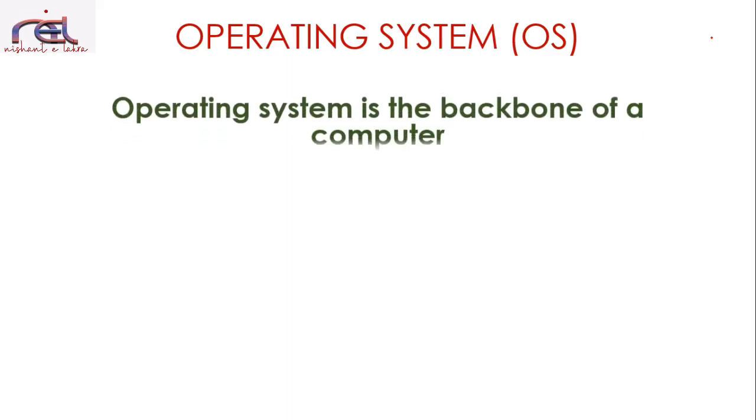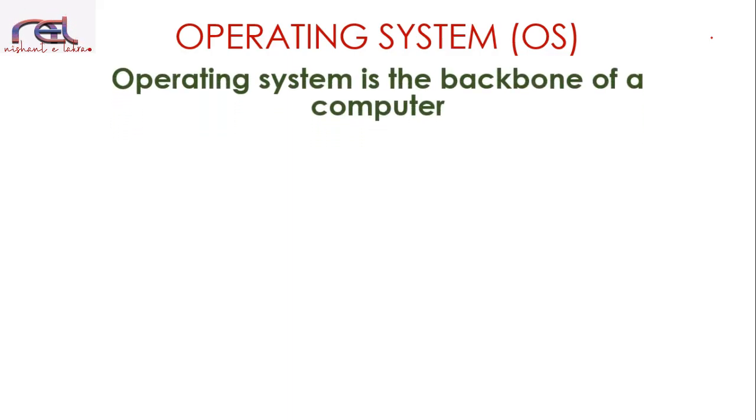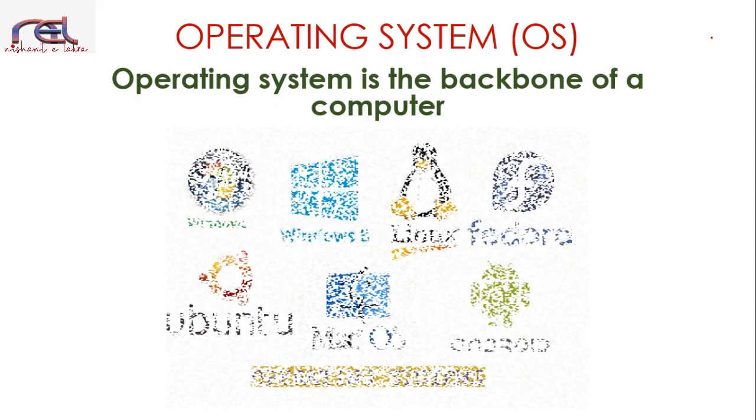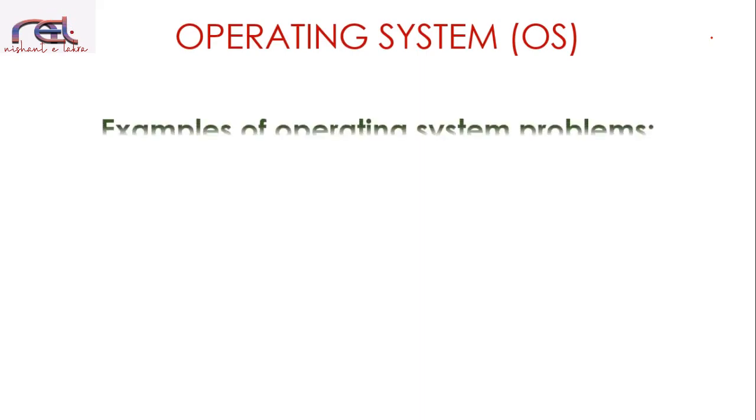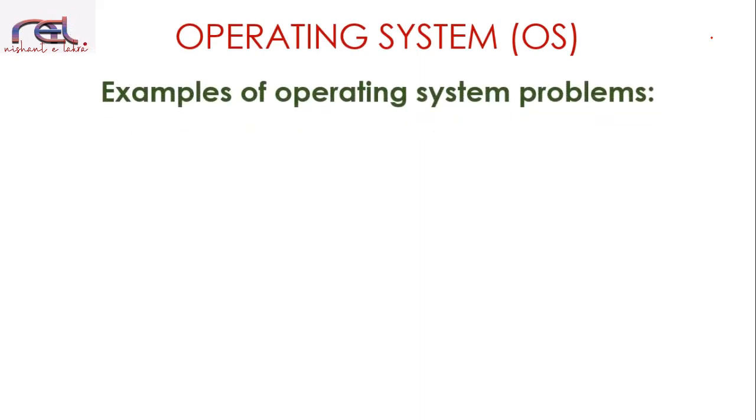Now let's see about operating system. And I think you know that the operating system is the backbone of a computer, very important part of a computer. Without this, the hardware and the software cannot work together. These are some of the examples. Even Windows 10 is the latest OS from Windows. Let's see some examples of operating system problems.